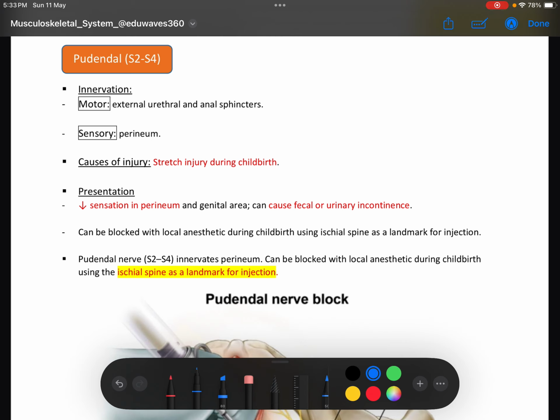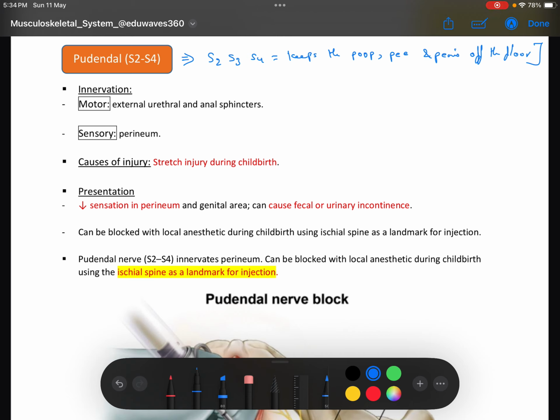It is derived from the S2, S3 and S4 spinal roots. It's often remembered with one mnemonic: S2, S3, S4 keeps the poop, pee and penis off the floor. Because with S2, S3, S4, S2 keeps the poop, S3 is the pee, and S4 is the penis off the floor. Those sensations and everything we will discuss in depth.